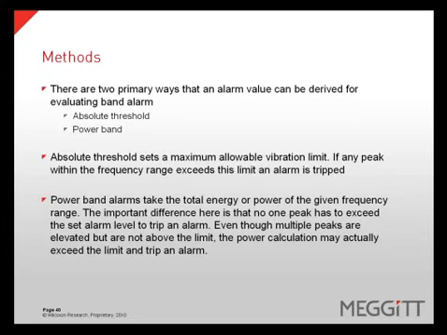Absolute threshold, which sets a maximum allowable vibration limit, and if any one peak within the frequency range exceeds this threshold, an alarm is triggered. The other method is using a power band. This type of alarm will take the total energy within a given frequency range. The important difference is that no one peak has to exceed the alarm level to trigger an alarm. If the collective energy exceeds the alarm level, an alarm will be triggered.